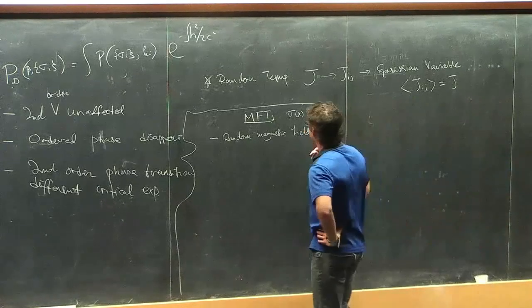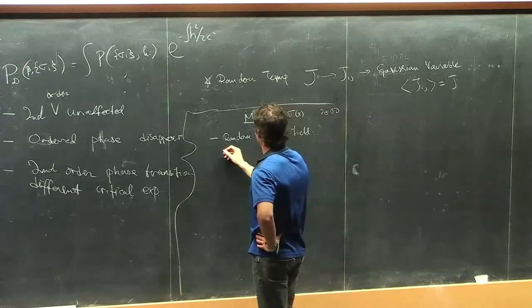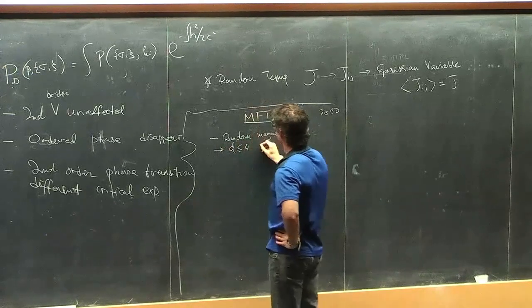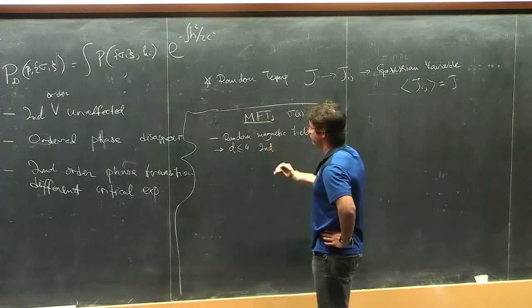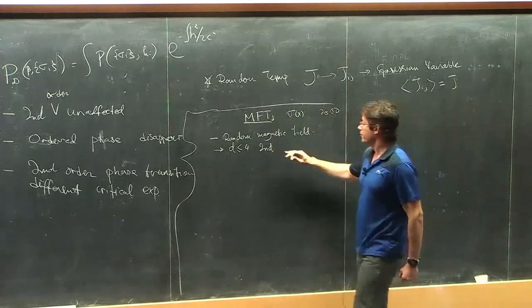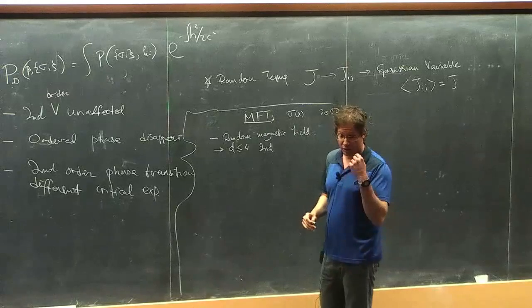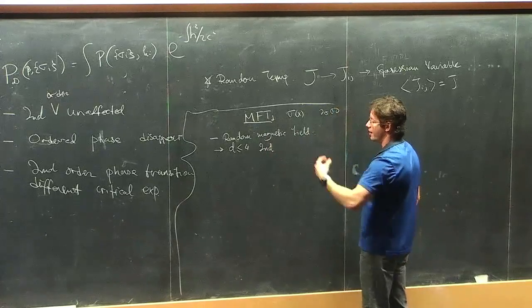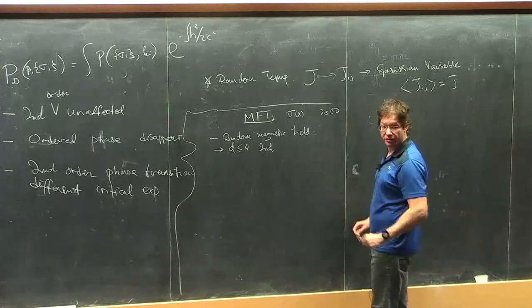So what the random magnetic field does is, if d is smaller or equal to 4, the second order phase transition completely disappears. And you could say that the mean field theory disappears. It doesn't make sense. So this is like the Mermin-Wagner-Coleman theorem in condensed matter and particle physics, which says that two-dimensional free scalar fields don't exist.